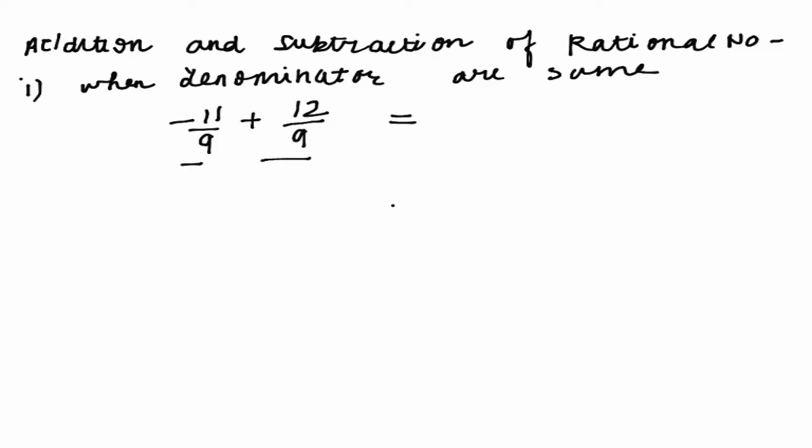We will keep the denominator same and we will add these two. So minus 11 and plus 2 will give us minus 9. As 11 is negative, 2 is positive, we will subtract and the answer will be minus 9 by 9.